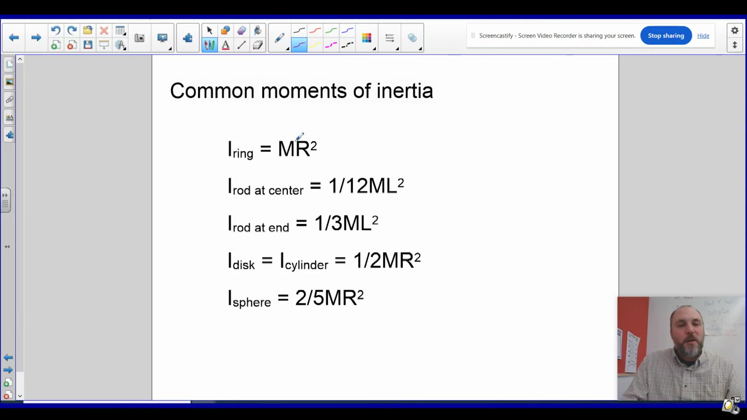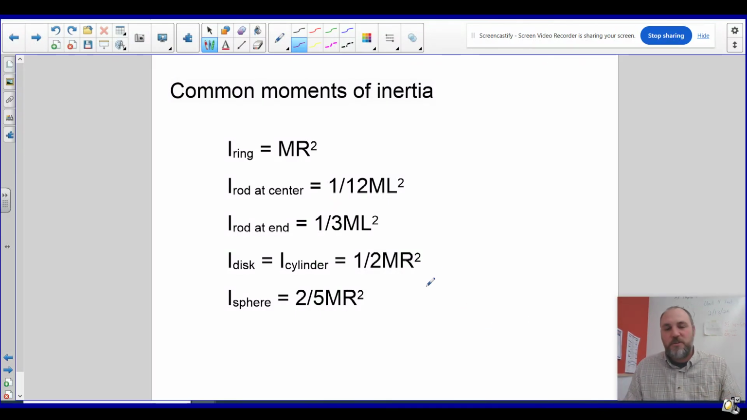So a ring, because all the mass on a ring is collected the same distance away from the center or the rotation axis. When we do the sum of the mr squareds, we just get the total mass times the radius squared. For the rod at the center, we end up with a coefficient of 1/12 times the mass times the length squared. And then when I rotate my pen about the end, I get 1/3 ml squared. So 1/3 is bigger than 1/12. That is, the moment of inertia around the edge of the pen is higher than the moment of inertia when I rotate it through the center.